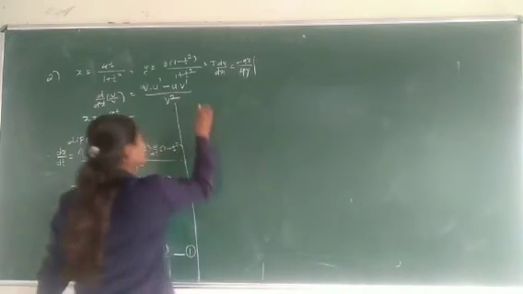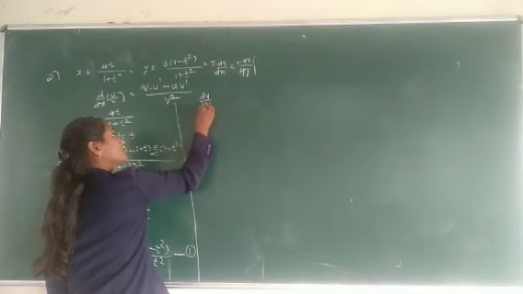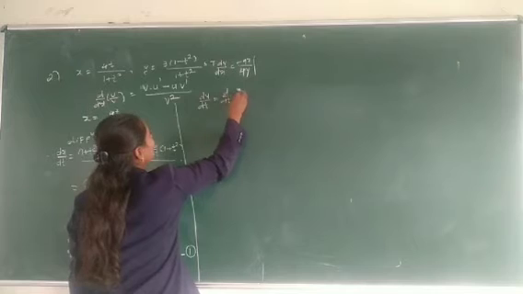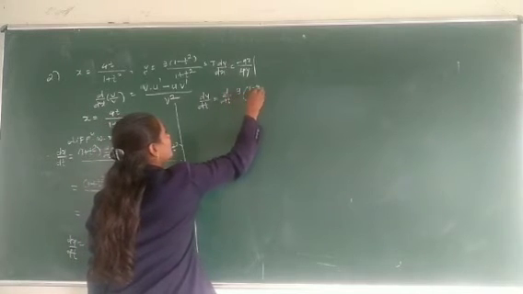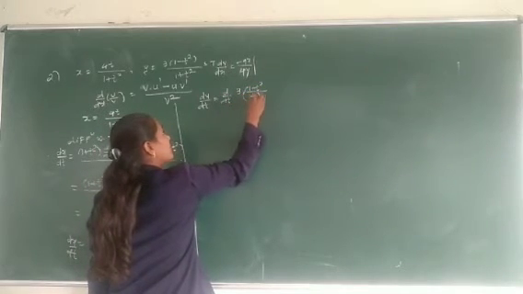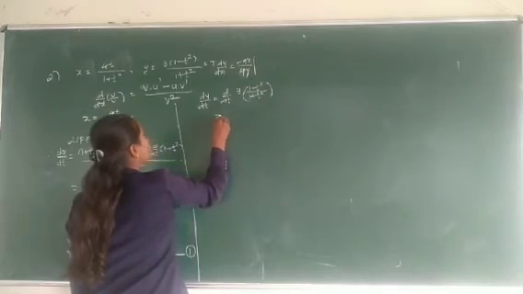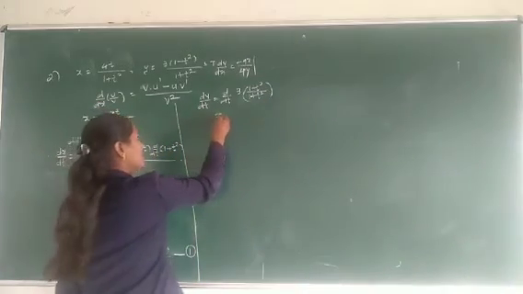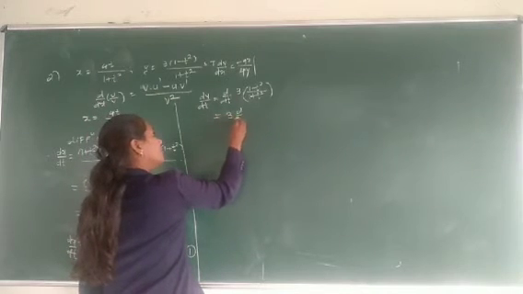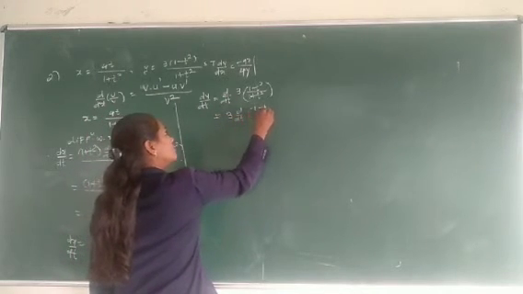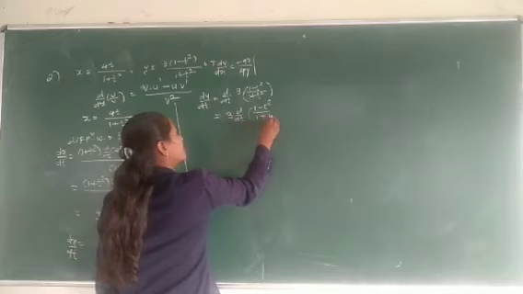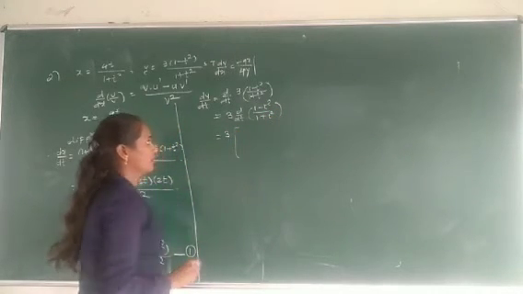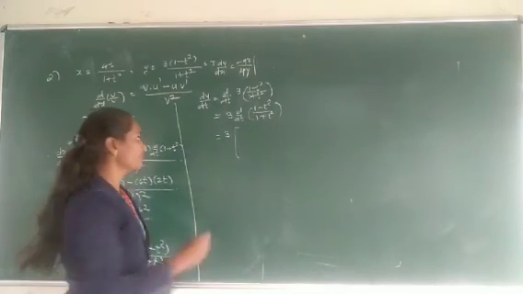Is equal to d by dt of (1 minus t square) divided by (1 plus t square). So we take 3 common from this 2 because this is a constant. So 3 into d by dt of (1 minus t square) divided by (1 plus t square). That's a constant. So use quotient rule here.